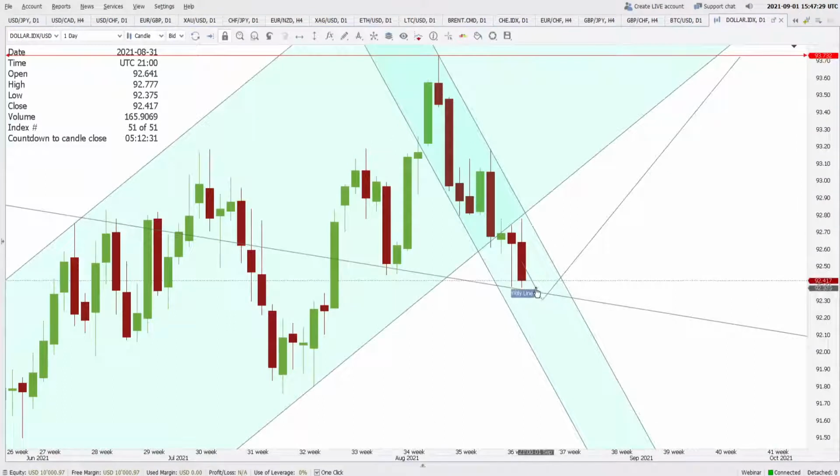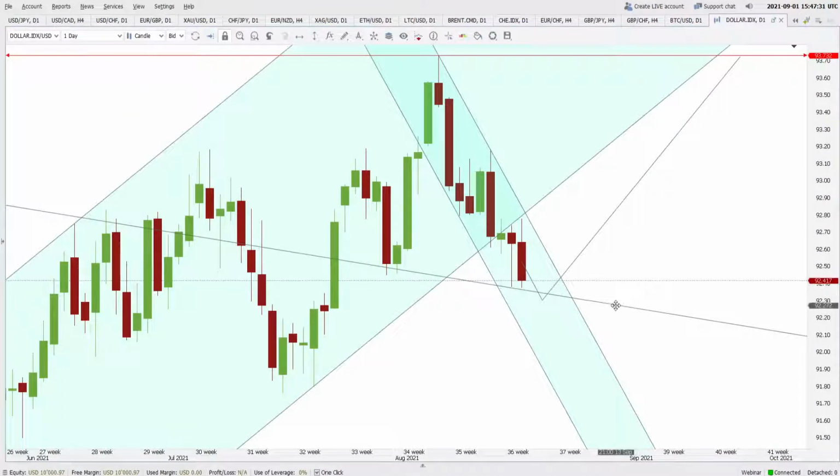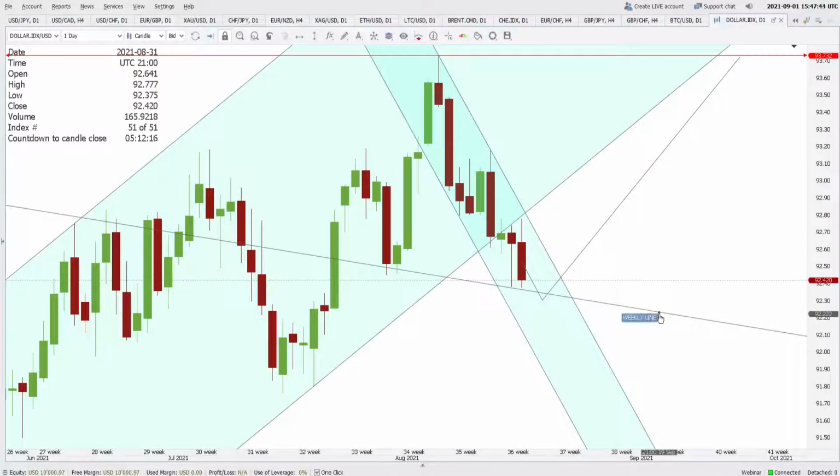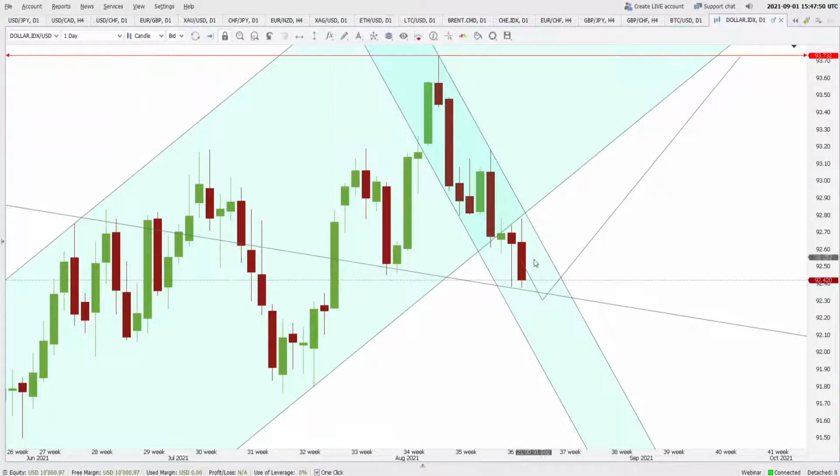Okay, so this is a very important line. I must edit the label as weekly line, so that we know that it is an important line, like this. So yes, now I'm saying that this can be a very good zone of support for the price in the coming time. Okay, this area here.